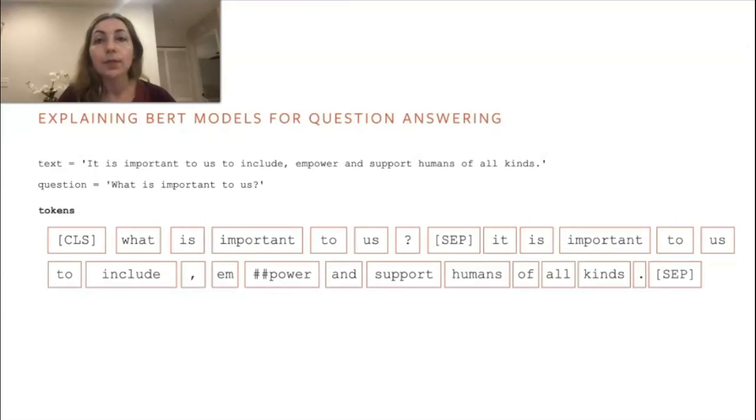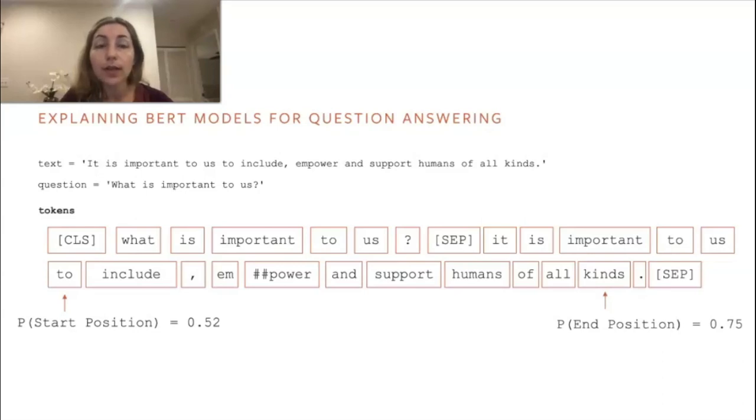Before we start making predictions, we need to concatenate the question with the text and tokenize that. After tokenization, we perform prediction on the tokenized text. This results in a start position prediction of token 2 with a prediction score of 0.52, and an end position prediction of token "kinds" with a prediction score of 0.75.